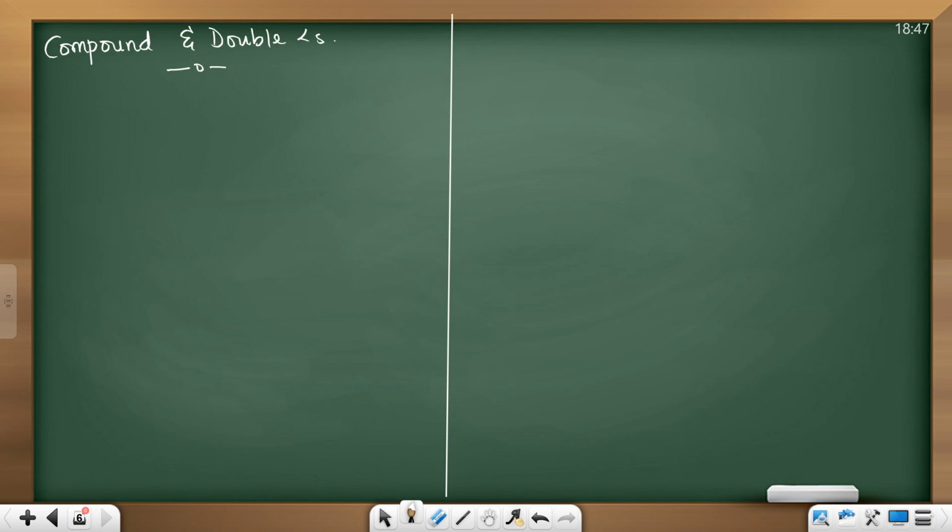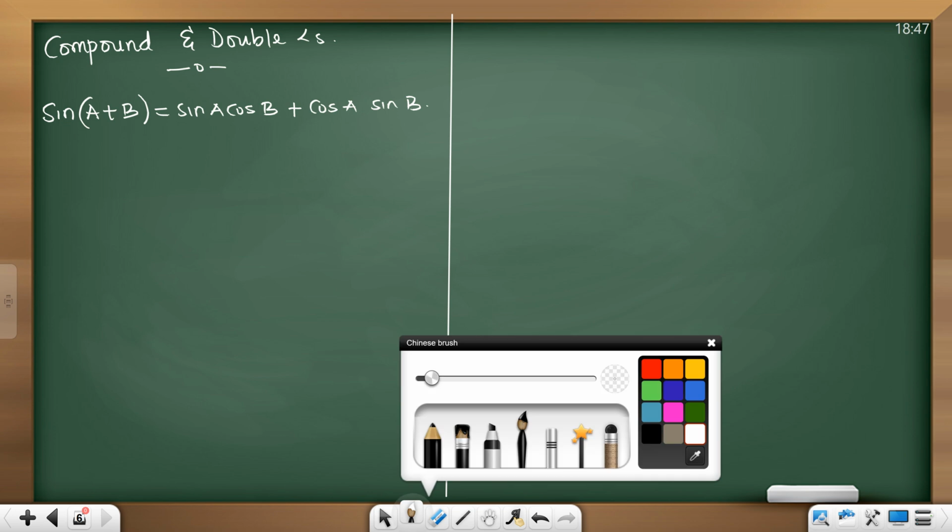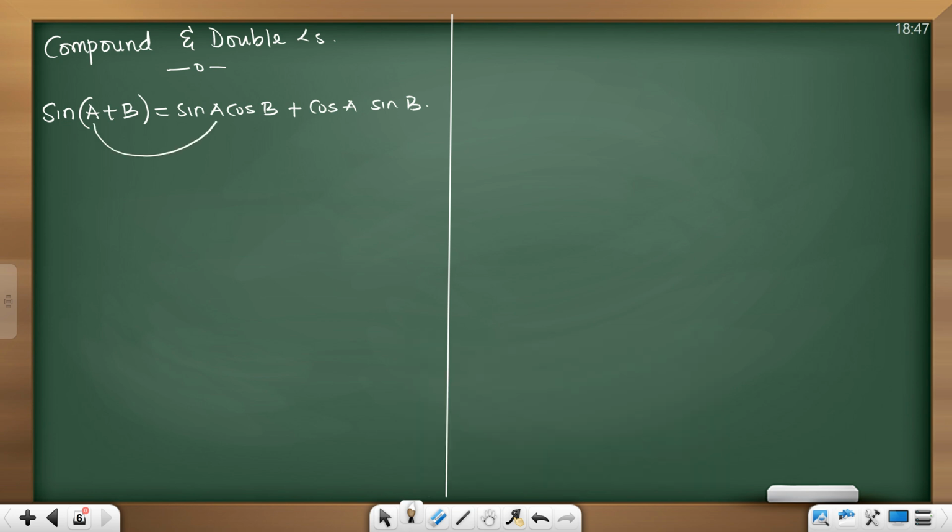Guys, these formulas are given on the formula page. Don't cram it, but know it. First is to know that sine (A + B) is sine A cos B plus cos A sine B. Please make sure A comes first and B is second. That's very important.